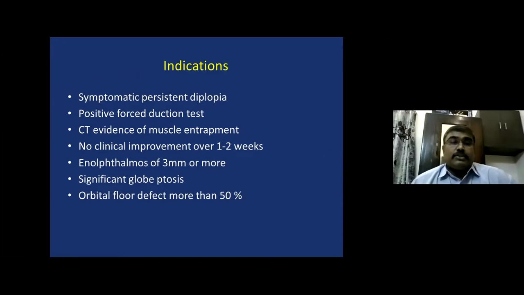So what are the indications for surgery? Persistent diplopia, positive forced duction test, CT evidence of muscle entrapment, no clinical improvement for more than 2 weeks, enophthalmos more than 3 mm, significant globe ptosis, orbital floor defect more than 50%.